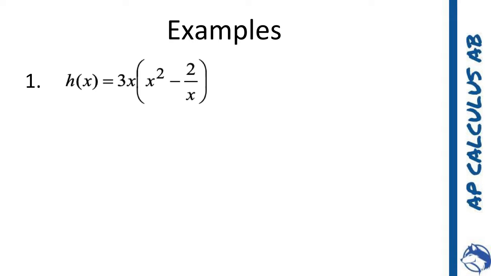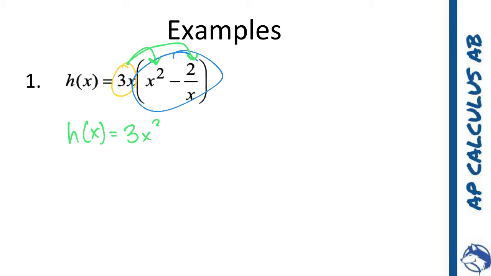One last example that I want to show you today. Right now we don't have a rule where we can do the product of two functions, because this is a function and this is a function that's going on. So we have to really be careful here, and make sure that we're distributing these through like this. So h of x is equal to 3x cubed minus 2 times 3x, which is 6x.